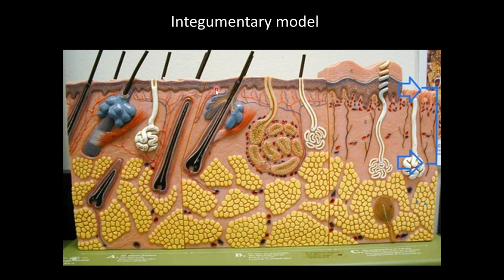We'll talk about the different layers of the epidermis when we get to the skin chapter. So this is the epidermis. This is the dermis. Now this stuff down here, this yellow stuff, represents adipose tissue, otherwise known as fat.